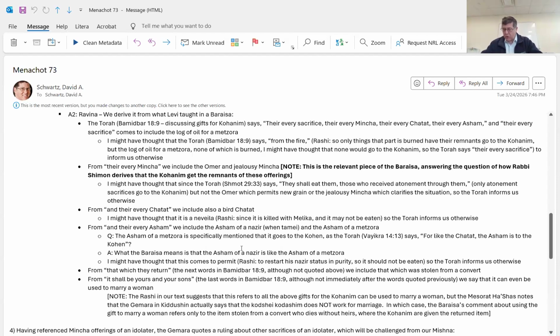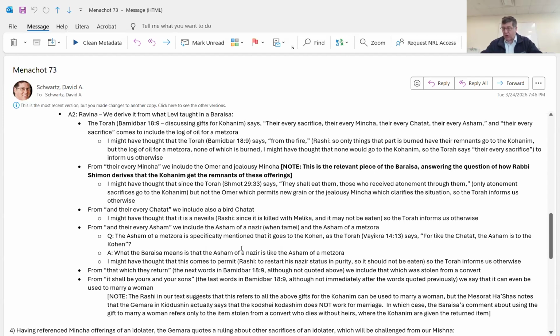barley. So Ravina has now offered us a different lesson that teaches us the key point: even though Rabbi Shimon notes that sometimes you can take a kometz and there is no gift for the Kohen, here the fact is that those mincha offerings, both the mincha of the omer and the mincha of the jealousies, the remnants do go to the Kohanim.